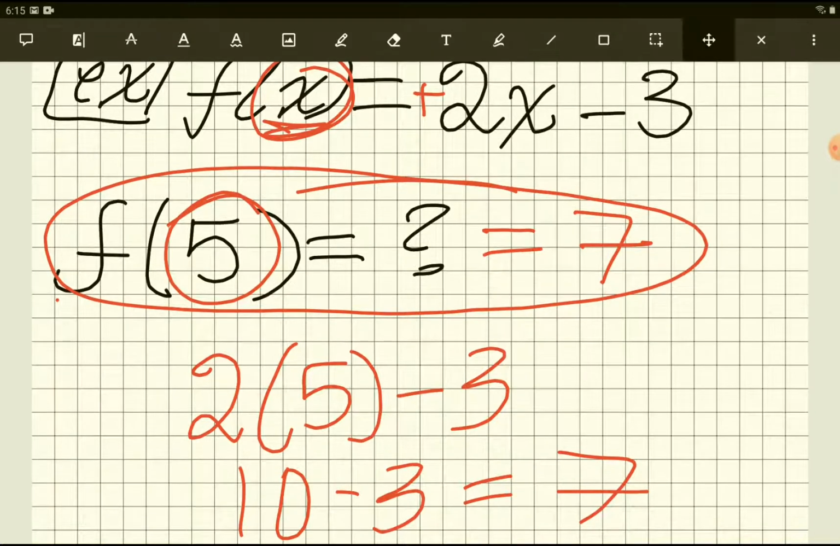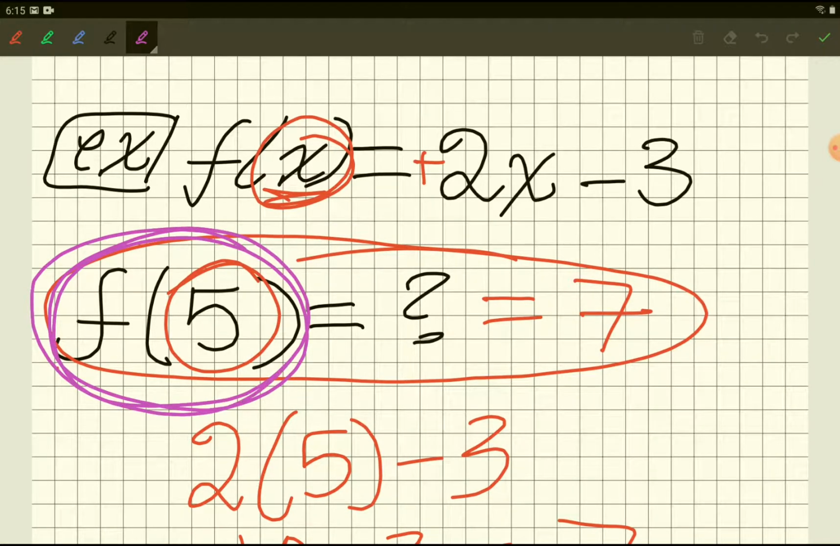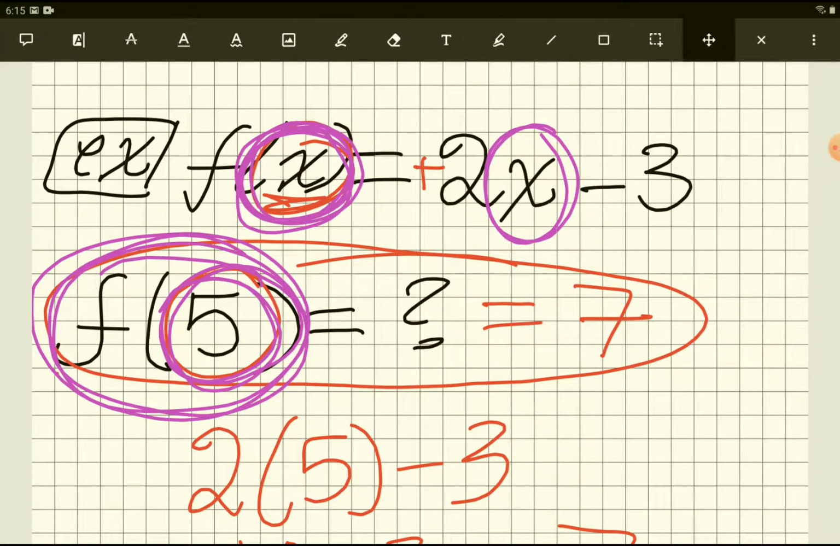Okay, so that's simple evaluations. You need to know how to do that. You need to understand what this notation means, what it's telling you to do. Obviously, they just replaced the x in the original problem with a number. So they're telling you what to do. Okay?